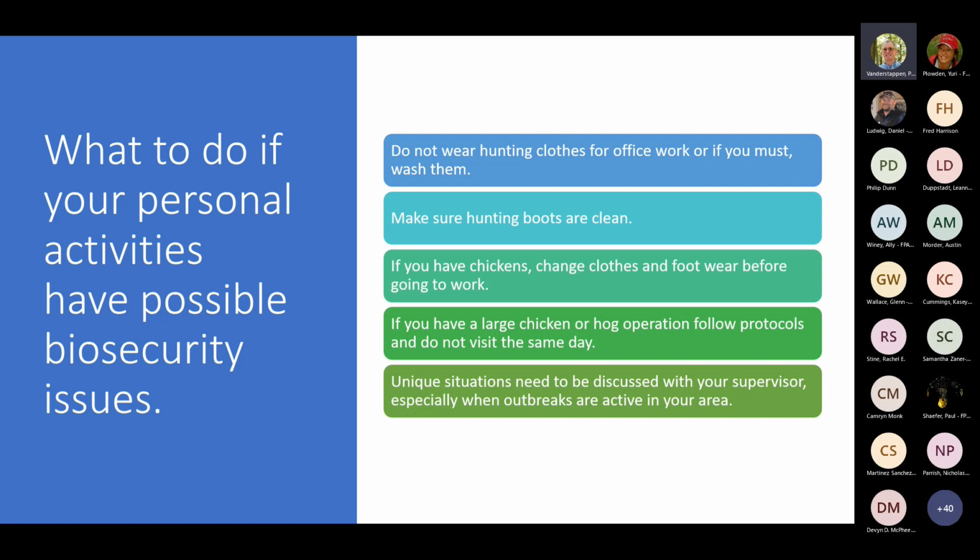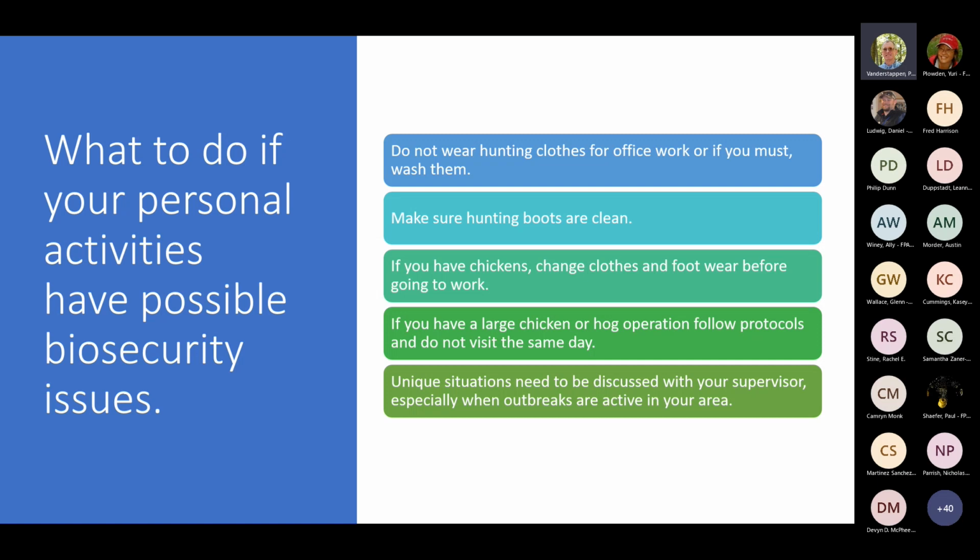So don't wear your hunting clothes to the office, and if you must, wash them. Hopefully you're not hunting ducks Saturday morning and wearing those same Carhartts into the office because you're going out to the field that day to visit a duck operation. You really need to keep that in mind. Don't use those same clothes, or clean them before you do that. Hunting boots should be clean.